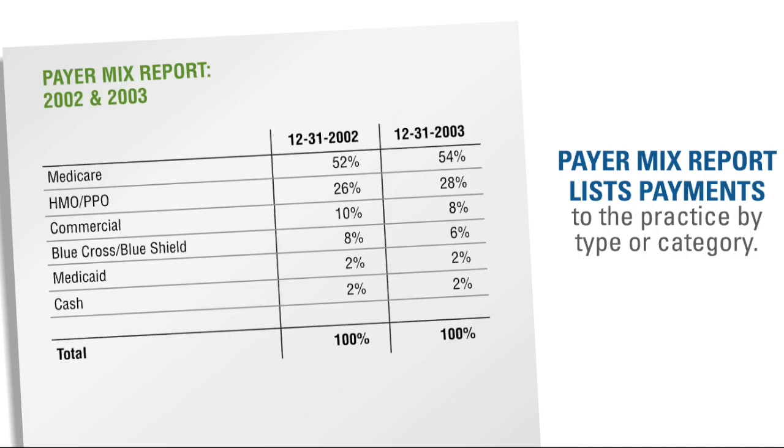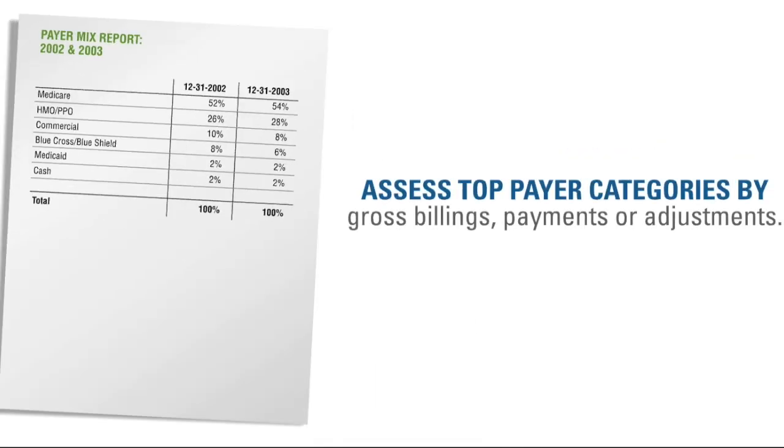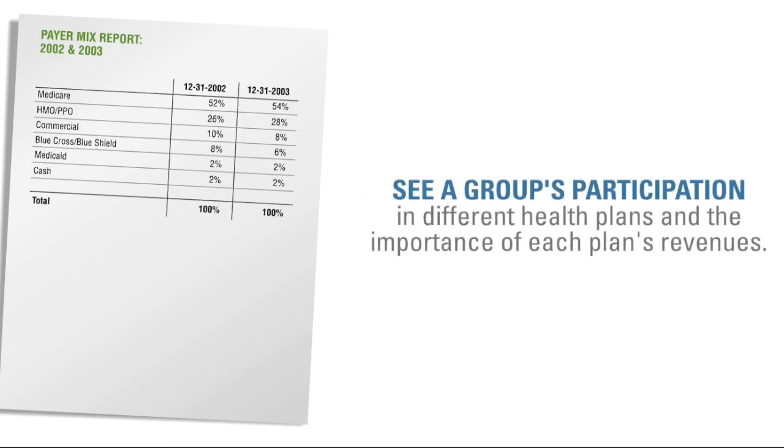the payments to the practice by payer type or payer category. For example, the report may summarize payments by categories such as private pay, Medicare, Medicaid, PPO, HMO, etc. Most practices have reports that list out each unique payer. Useful assessments of the payer report are to determine and rank the top payer categories by gross charges billed, top payer categories by payments, and top payer categories by contractual adjustments.